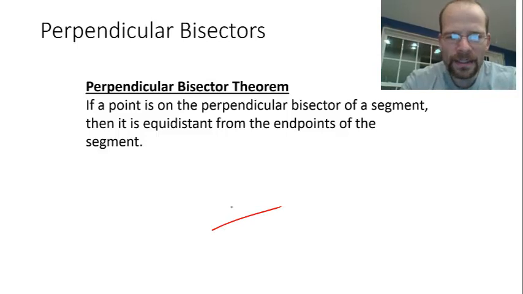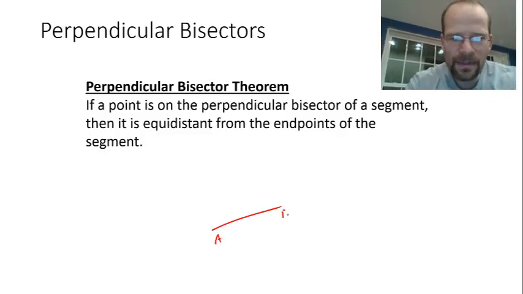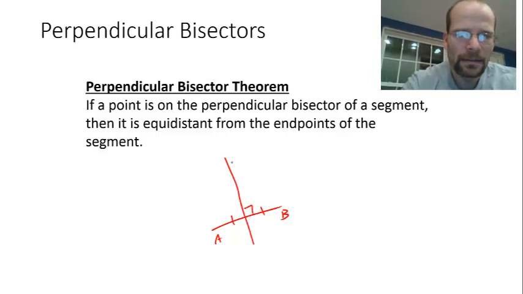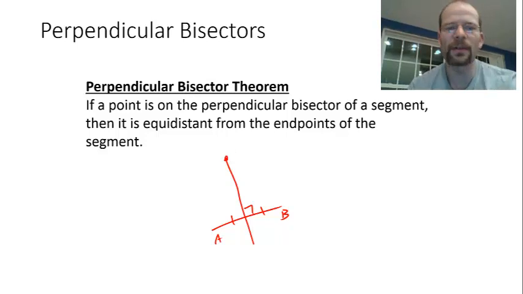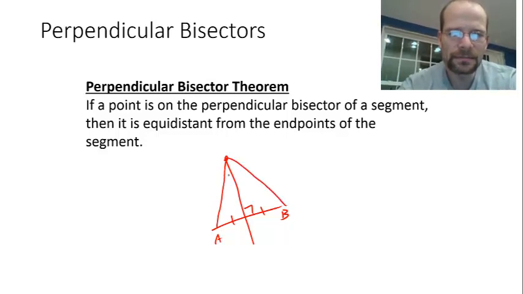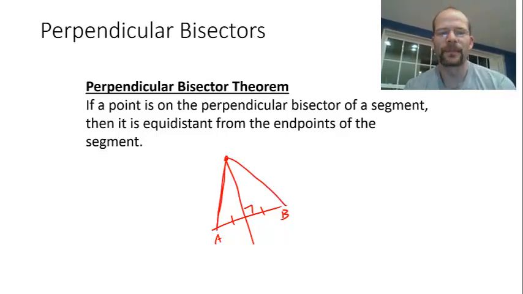Instead, let's prove it quickly. Let's just take a look at that. Again, suppose we have segment AB and a point on the perpendicular bisector, such as this point right here. Let's not worry about its name right now. If we connect this up as a triangle, here we go. We actually have two triangles here, one on the left, one on the right.